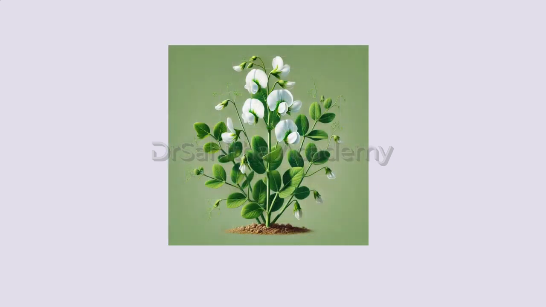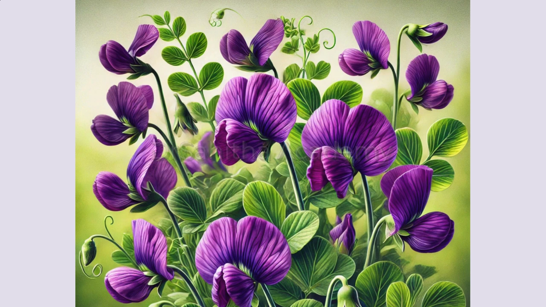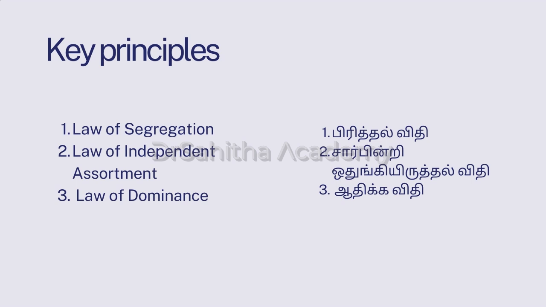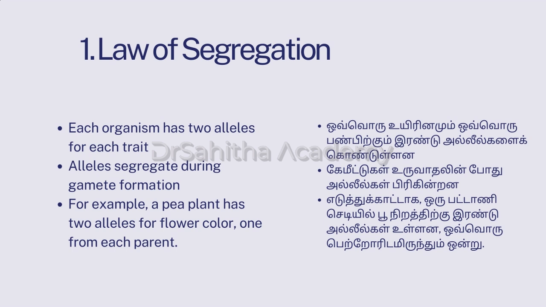For example, Mendel observed that when he crossed pure-breed purple-flowered plants and pure-breed white-flowered plants, all the offspring had purple flowers. Mendel's theory is built on three key principles: the law of segregation, law of independent assortment, and law of dominance. The law of segregation states that each organism has two alleles for each trait. These alleles segregate during gamete formation. So, each parent contributes one allele to their offspring.